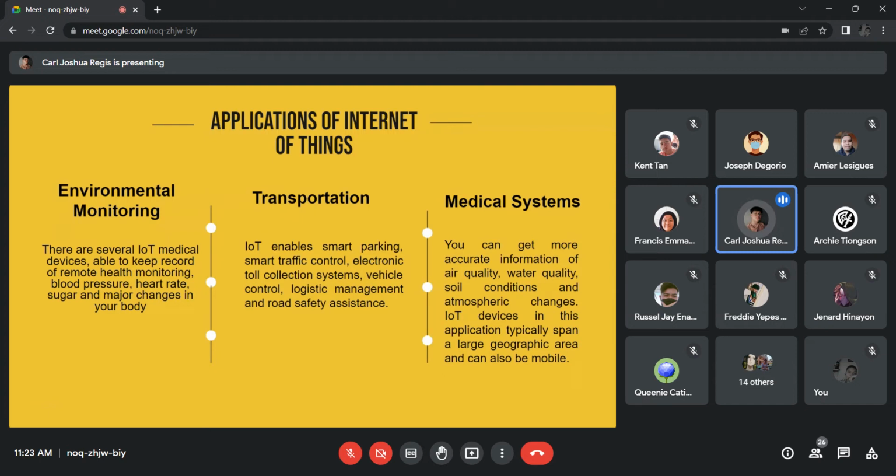Then transportation, IoT enables smart parking, smart traffic control, electronic toll collection systems, vehicle control, logistic management, and road safety assistance.